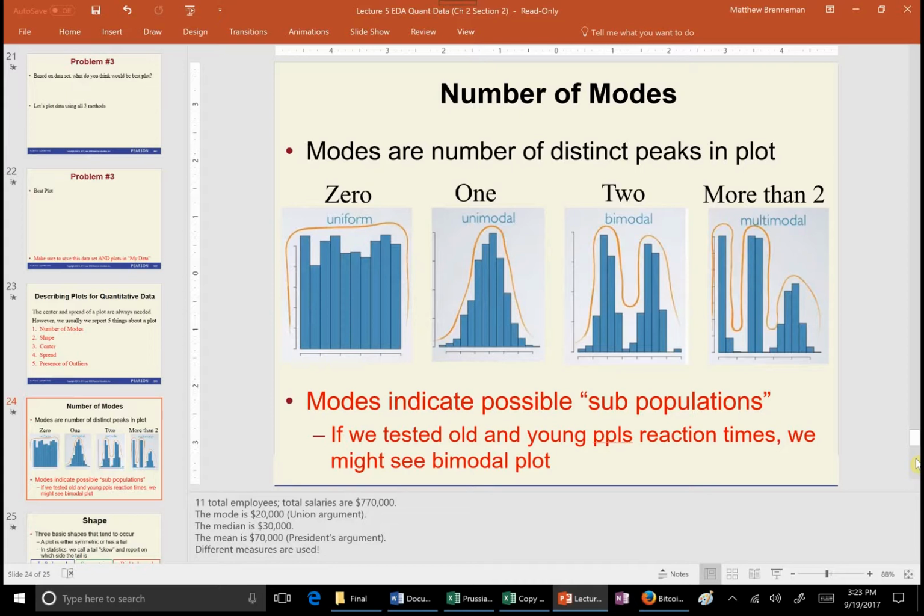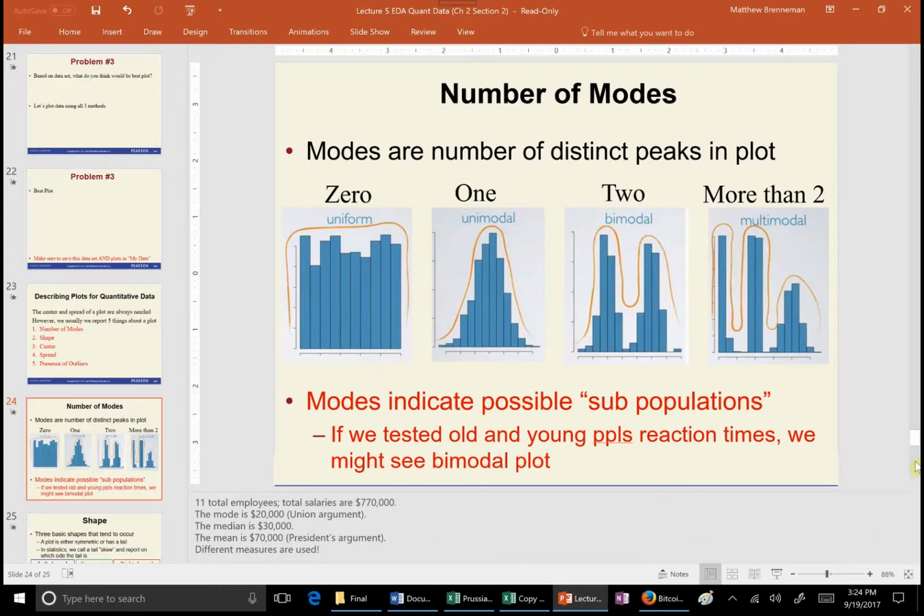Why do we care about the modes? Because modes generally indicate subpopulations. If you're measuring the reaction time of a population where there's really young people and really old people, you're going to see bimodal. When you're looking at women and men, you very often see bimodal. And that's important because that's a factor that's affecting your results. You want to know about that, okay? So we always report the number of modes. We don't really care where they are per se, but we have to report the number.